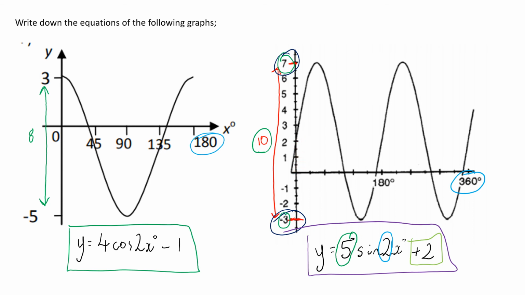Okay, hopefully that's been helpful, and you can now start to have a look at some work where you have to work with vertical translations of trig graphs.